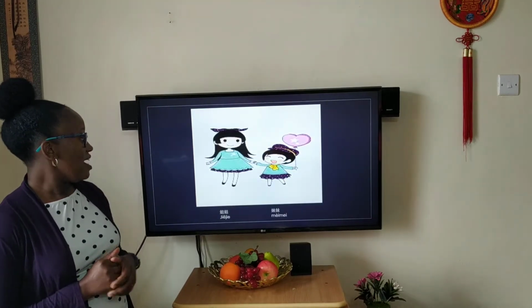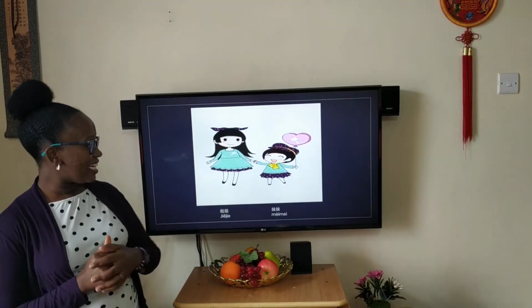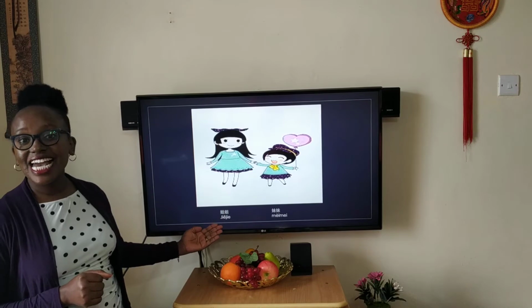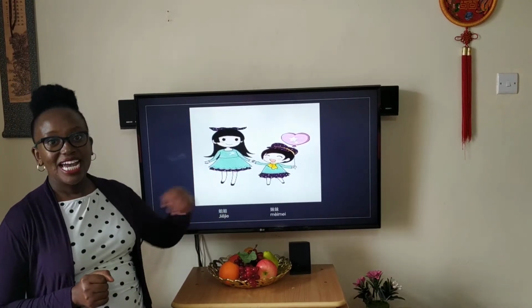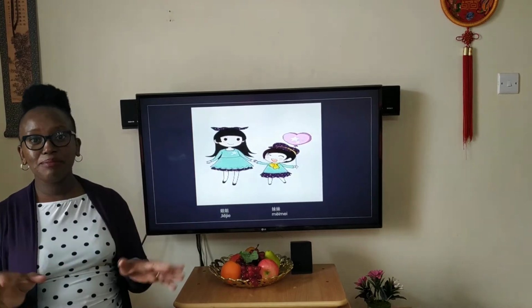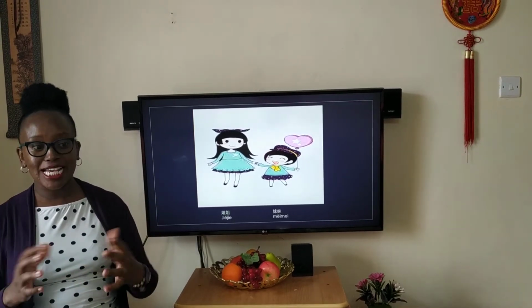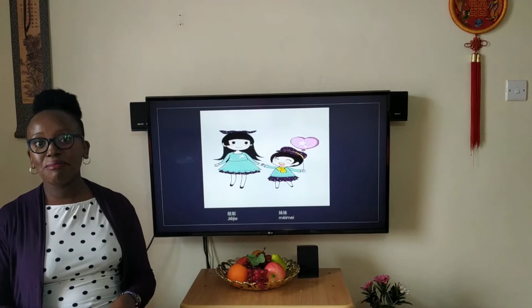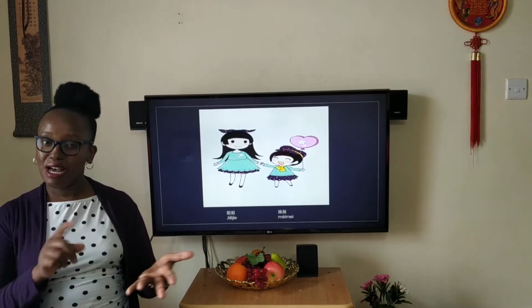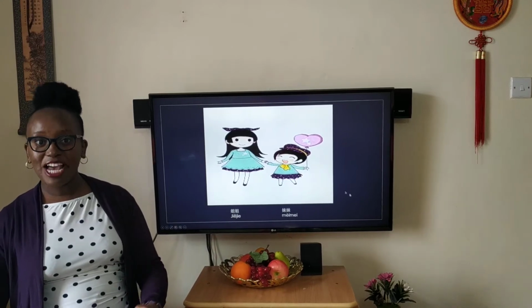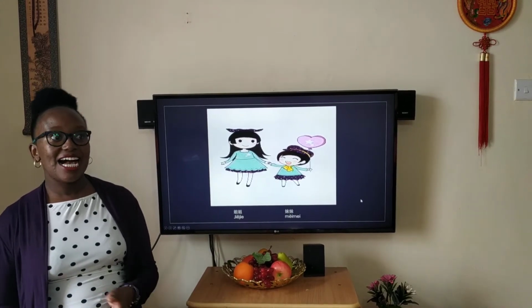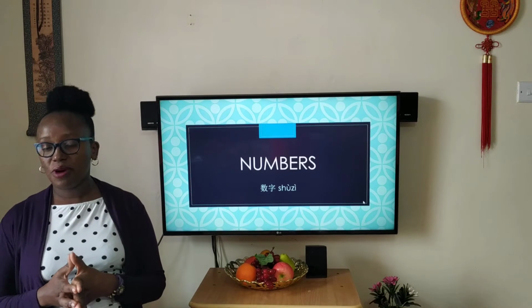Others have an older sister and a younger sister. An older sister is Jie, and the younger one is Mei. I'm sure you are able now to visualize those members in your family, and you can easily say I have Baba or Mama or Jie or Mei or Didi, etc. So it depends on who you have in your family.